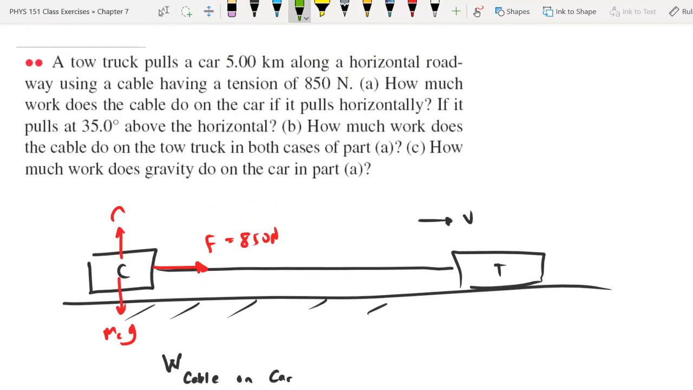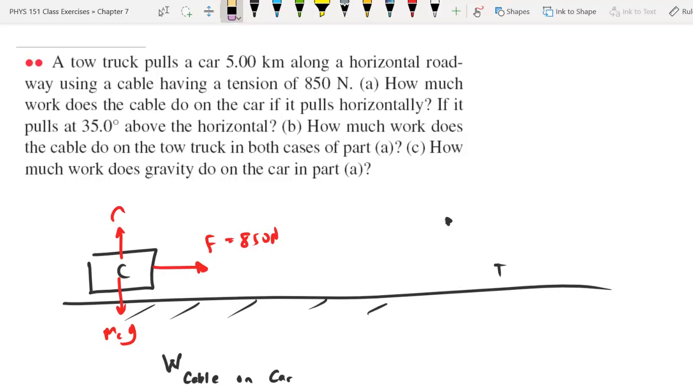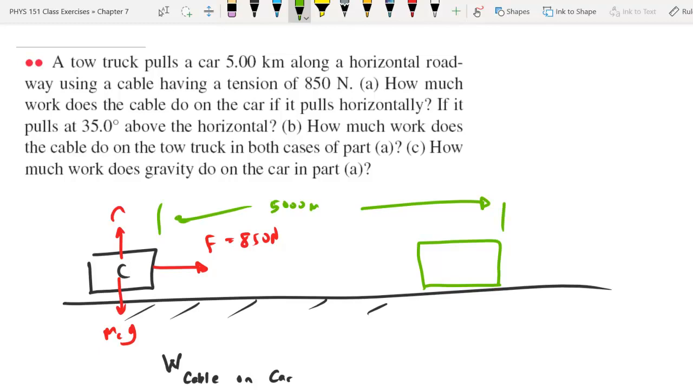Okay, so we have some displacement. The car is going to end up 5 kilometers away. So over this whole thing, the car ends up way over. Let me get rid of this truck here. Now we're on a much larger scale, and the car ends up being over here eventually 5 kilometers away. Or we want everything in meters, right? So this is 5,000 meters. Okay, so we have our displacement there, and now we need the component of the force parallel to it.